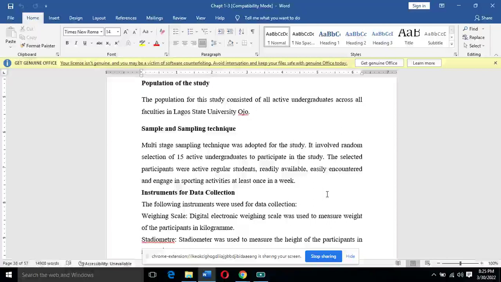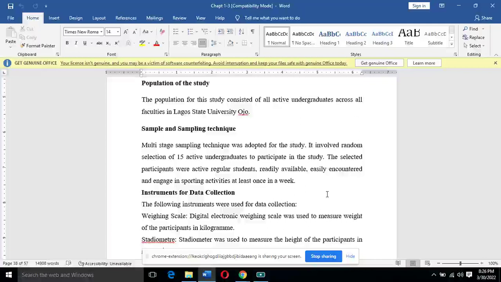But you know, it's not possible for me to carry out the experiment on all of them. Even if I want to share questionnaire, it's not possible that I will share questionnaire to all undergraduate students in Lagos State. And that is where sampling now comes in. Sampling is taking a particular percentage from your population to represent the study. Since you cannot study the whole population, you now take a sample.